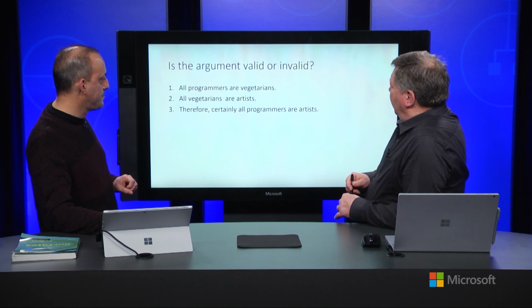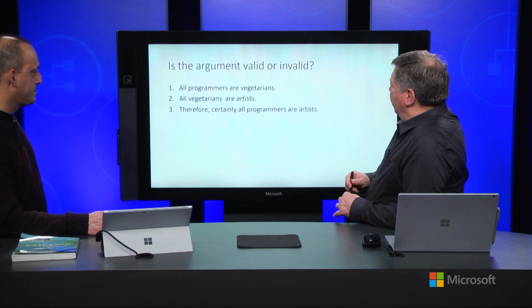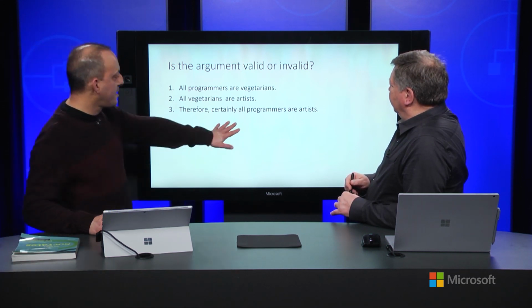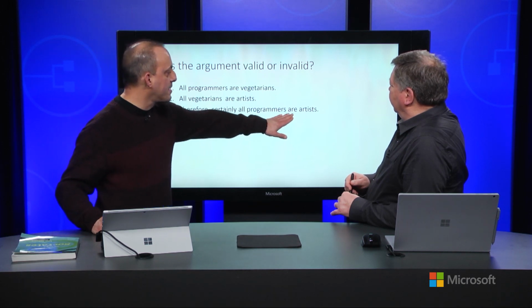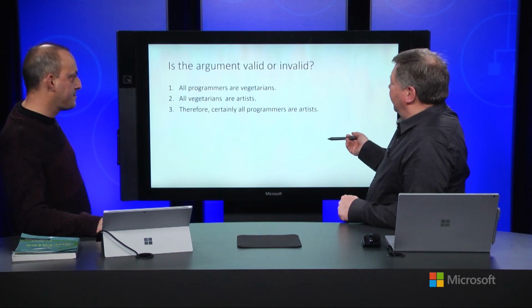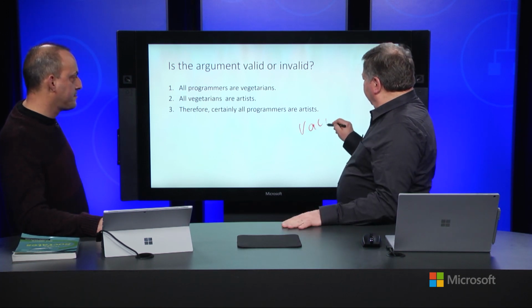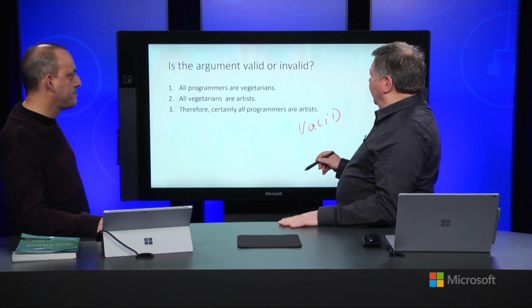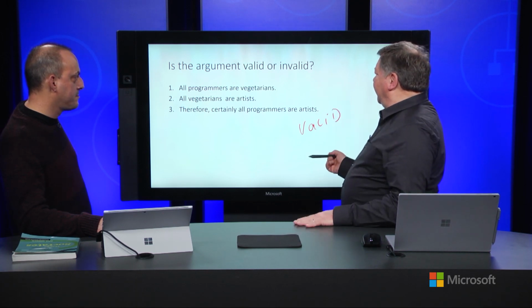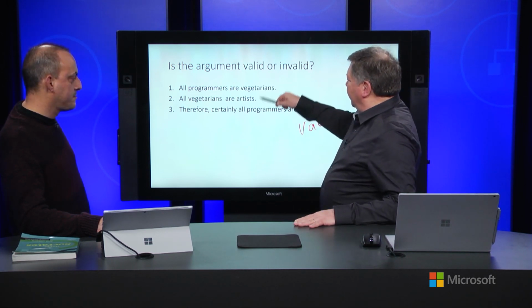Here's another example. All vegetarians are artists, all programmers are vegetarians, so all programmers are artists. Valid or invalid? So the question is, can you conclude this as an absolute necessity if you believe that these two statements are true? So if you think about it, this is a valid argument. You have to think it through. But if you learn the Venn diagram technique, it can let you visually see that this is valid.